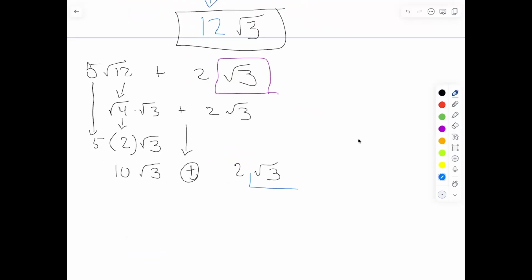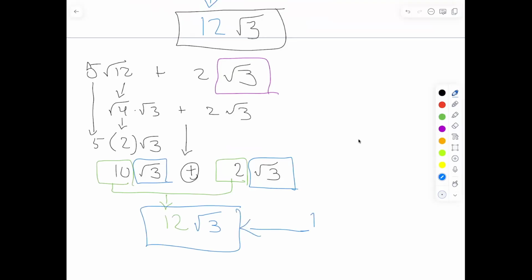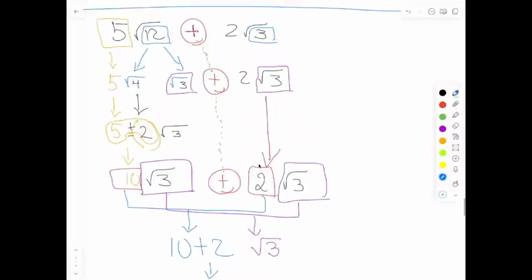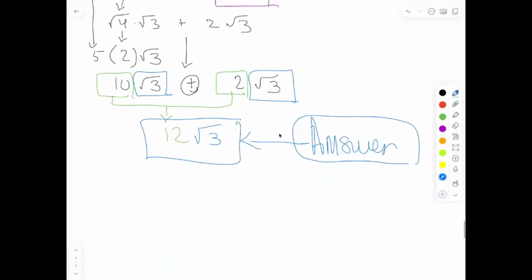Since I now have the same radical, I am able to then only add the 10 and the 2 in the green. These two get added. They become 12. And I keep the square root of 3. This is my answer. You need to practice this because you will see problems like this for the exam on Wednesday. So concentrate on a problem like this and you'll be fine. All right, let's keep moving.